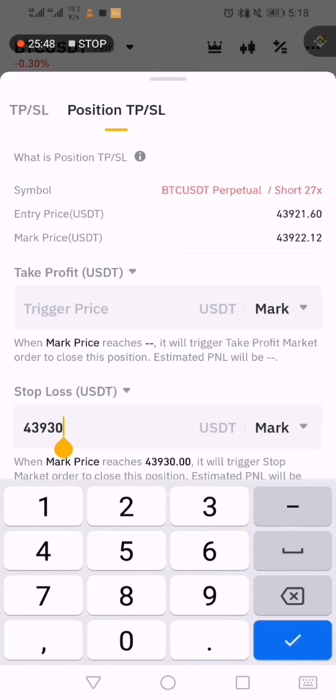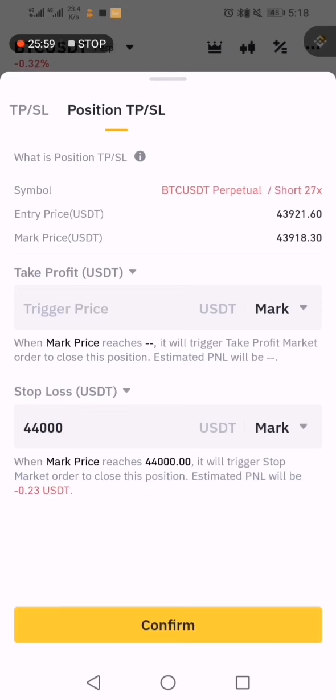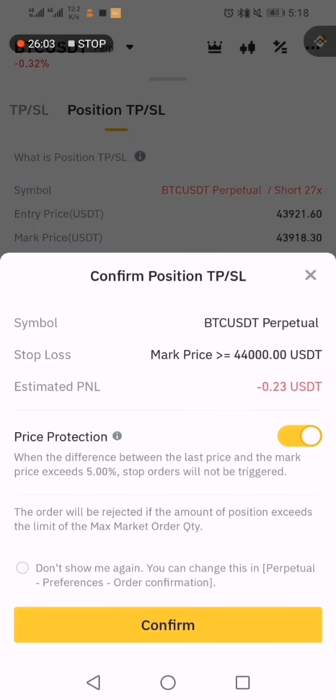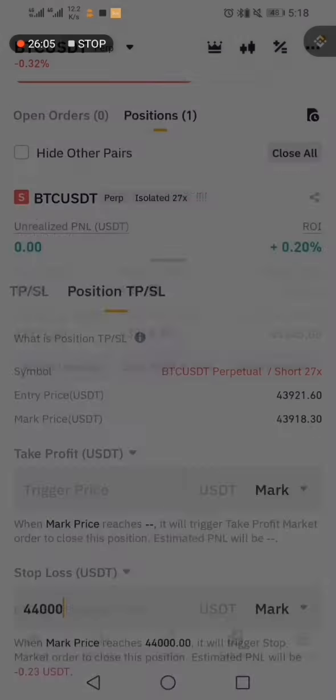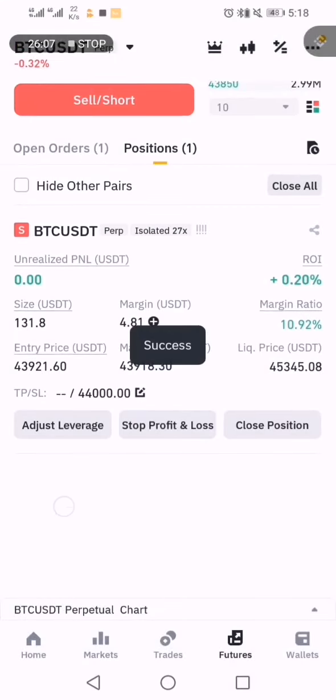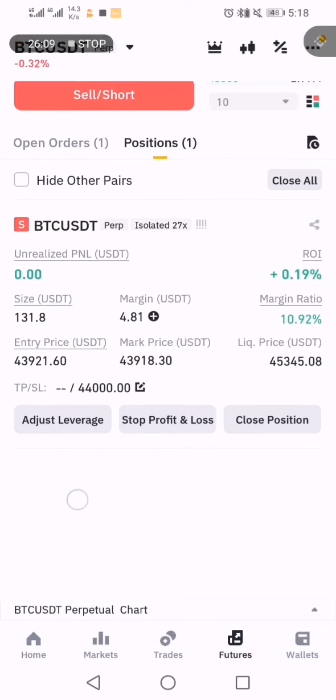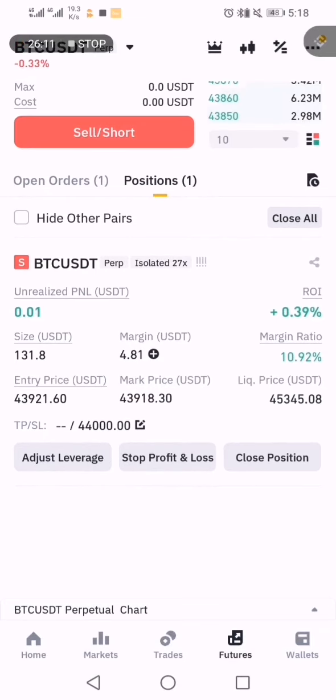So let's try and make it something like 44,000. My belief is that BTC will not reach 44,000 again today. So that's okay. 23 cents is okay for me to lose. I'll confirm. Already now I'm getting to the green side, so I've made 1 cent already.